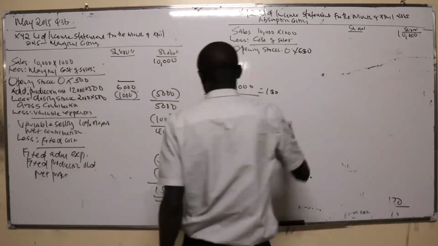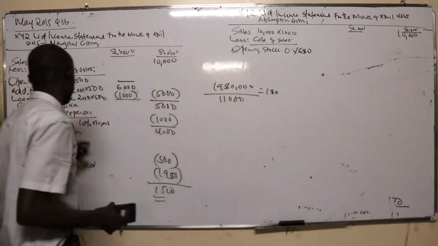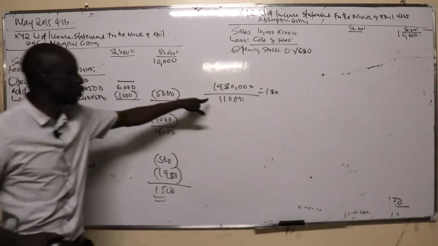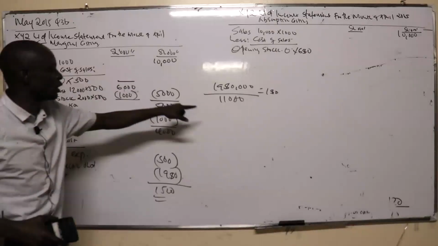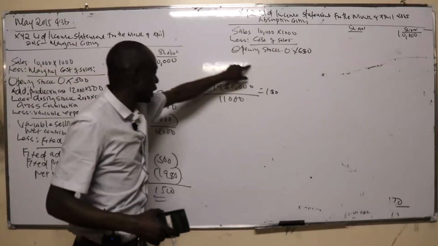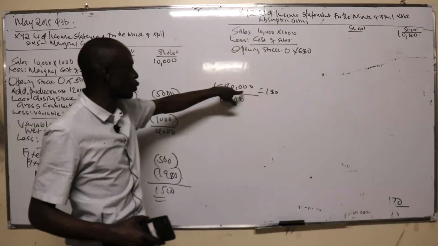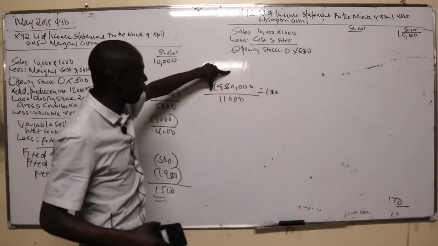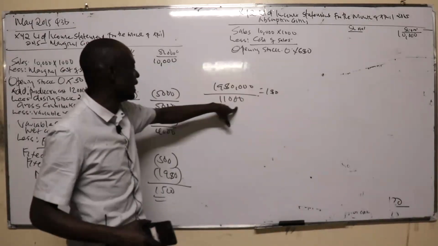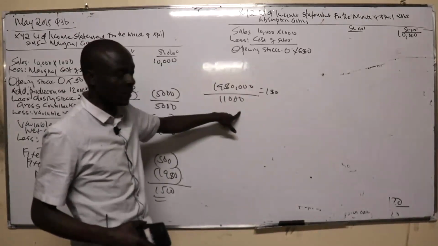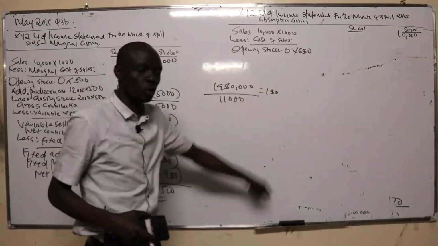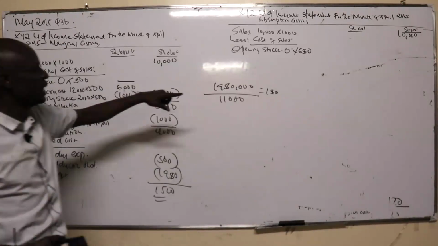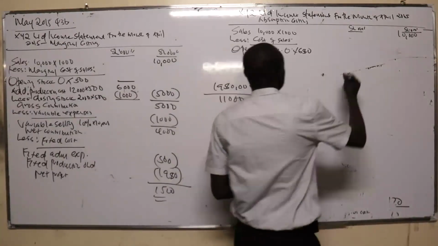How are you getting this 680? It's a combination of variable production cost per unit, which is 500, plus the fixed overhead cost per unit, which in our question is 180. The total fixed production overhead was 1,980,000, and this is for 11,000 units, the units that were produced. If you've been given the block figure for fixed overhead costs for that period, then it relates to the total number of units produced for that period. So you divide in order to get the cost per unit, and you combine it with the variable production cost per unit to get the total production cost per unit.